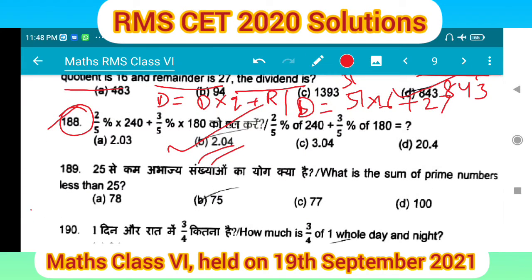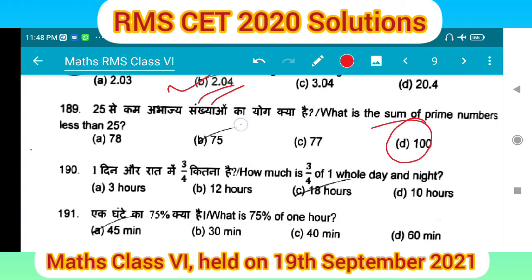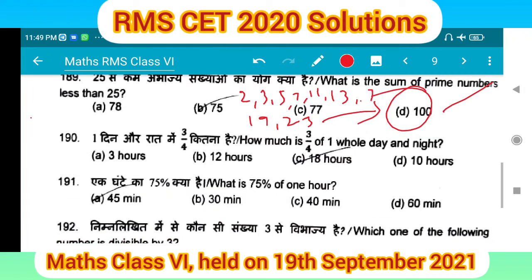What is the sum of prime numbers less than 25? This becomes 100. I know this one. If you sum 2, 3, 5, 7, 11, 13, 17, 19, 23, this is a noted one. If you sum, it becomes 100.